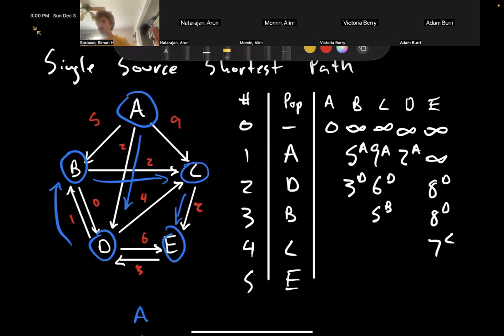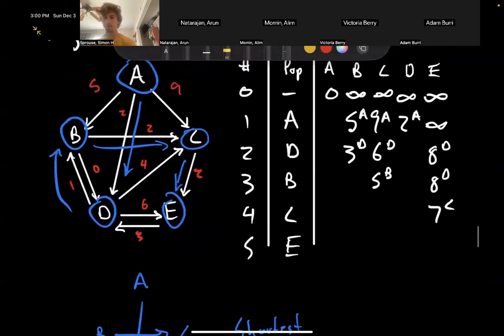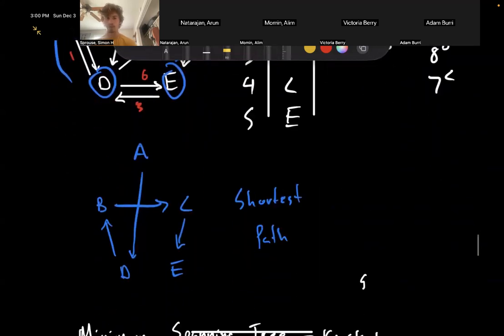Okay, and so if we draw our shortest path tree, just preserving these blue arrows as we wrote them, we get this, which serves as, from A, what is the shortest path to any node. And as you can see, it's kind of like a single line. It's not always that way, but this is our shortest path tree.